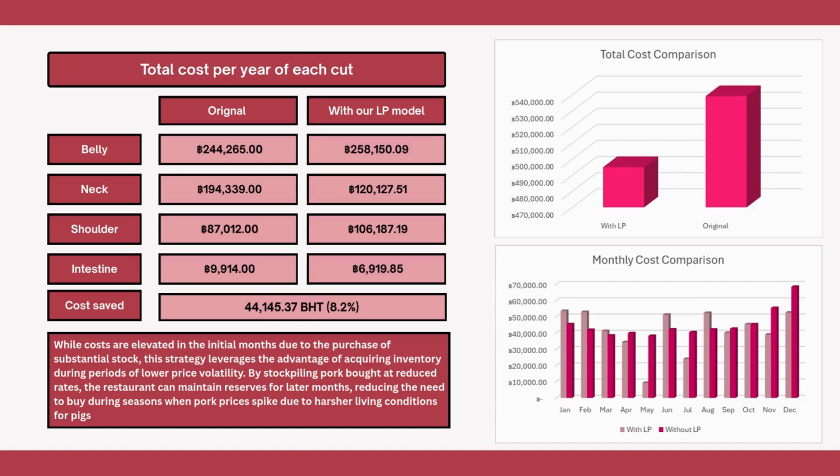So now you might notice, yeah, the costs were a bit higher at the start. That's because we bought more pork early on. But here's the trick: we intentionally stocked up when the prices were lower. That way, when prices spiked later, thanks to things like inflation, weather, or sudden supply shortages, we were already prepared. So instead of buying expensive pork later, we used our earlier cheaper inventory.